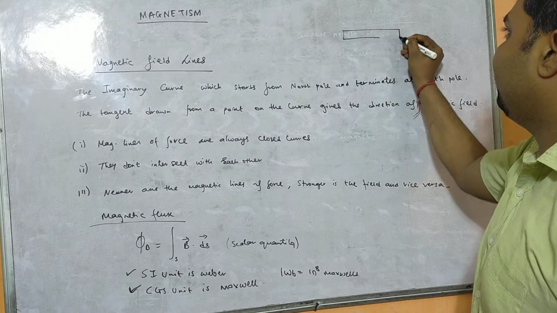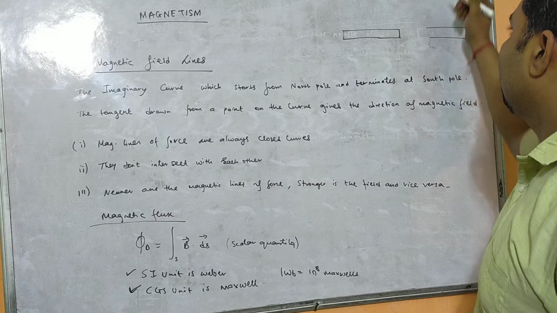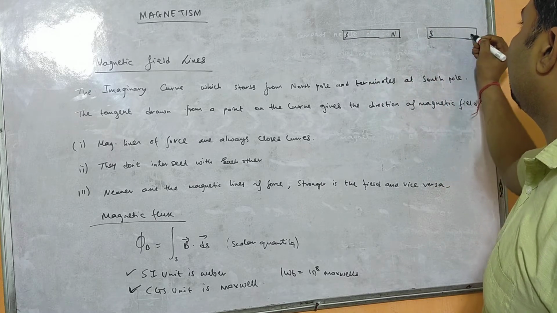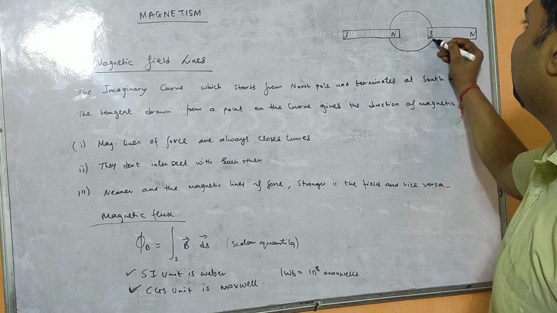For example, if I say these are two bar magnets, this is north and this is south, again this is south and this is north. So definitely the line will start from north and terminate at south.